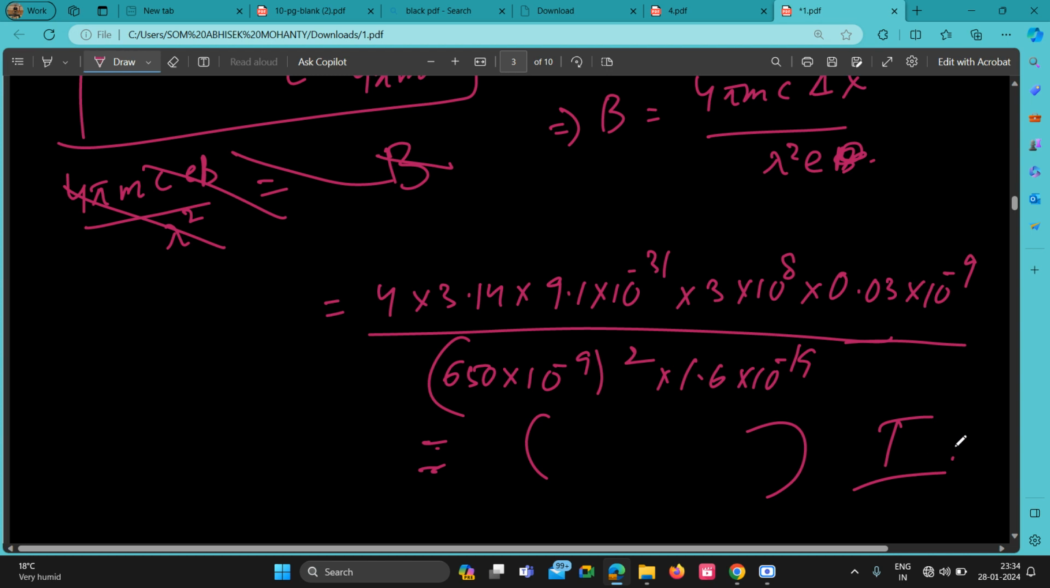This is again not hard, but the thing is you need to remember the formulas. Otherwise, it's not possible to solve these questions.